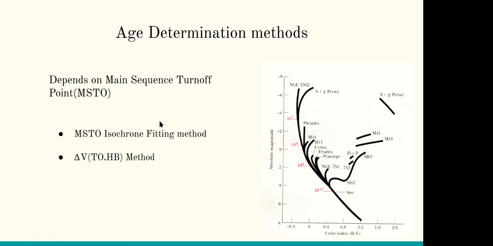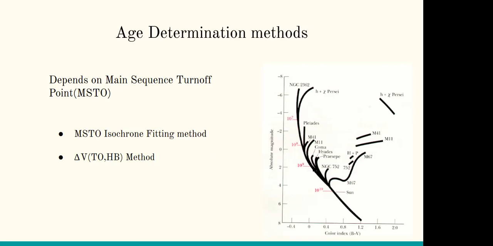So a typical way in which we can infer the age of a star cluster is by looking at its main sequence turn-off point. If the turn-off point is lower, it means that most of the stars in the star cluster have gone off the main sequence, and it means that the star cluster is older than star clusters in which stars are just now going off the main sequence. Like the star clusters above are younger, and these star clusters are older.